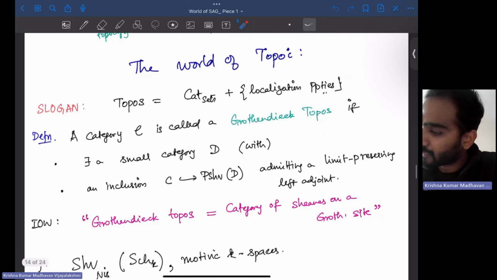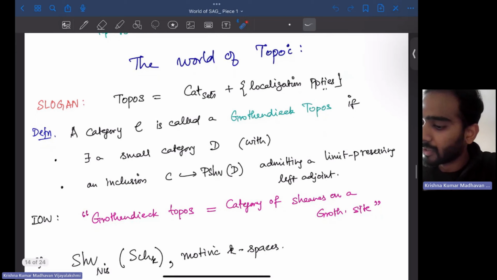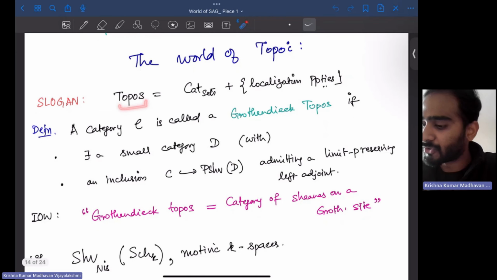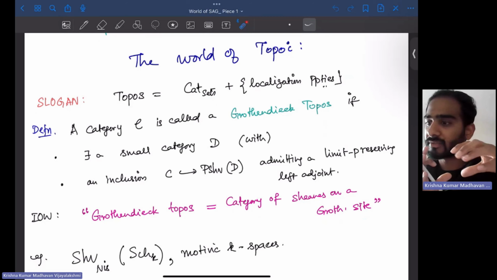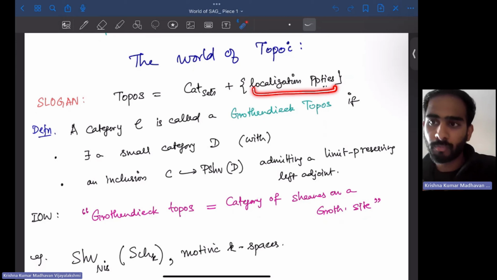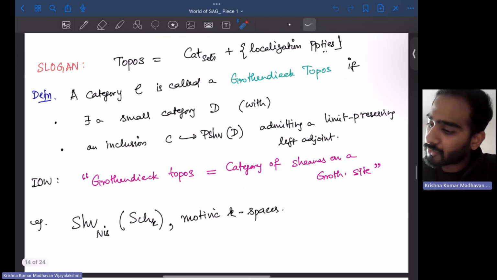Right. So just to give a brief introduction on what happens in the world of topos theory. A topos is, heuristically speaking, exactly like a category of sets, but there's some additional data which pertains to having localization properties among the objects in the category. So a category C is called a Grothendieck topos.